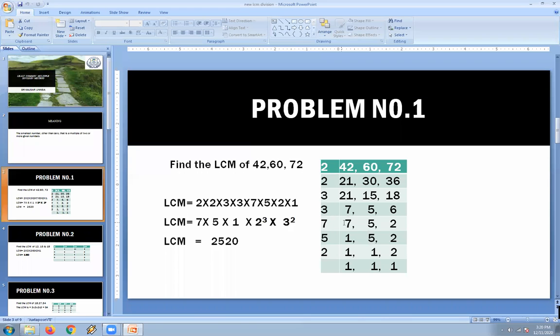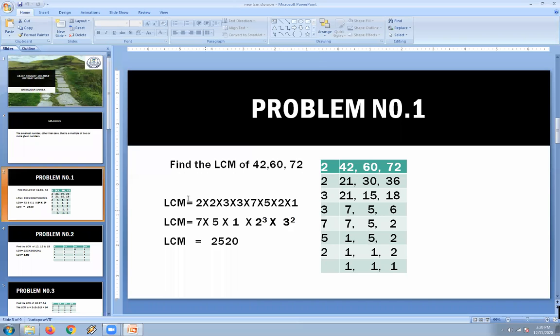First we divide 7: 7 ones are 7, and we retain 5 and 2 as they are. Then we divide 5, so 5 ones are 5, and 2 is retained again. When we divide this 2, the remaining numbers are all 1. If you want to eliminate this 1, then 1 ones are the same, and the numbers are retained.